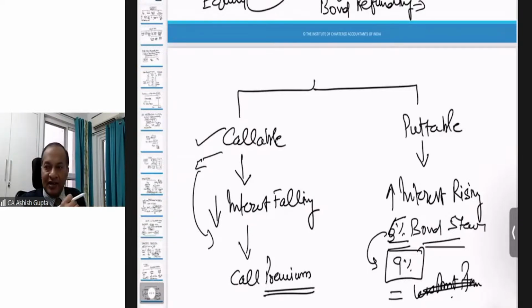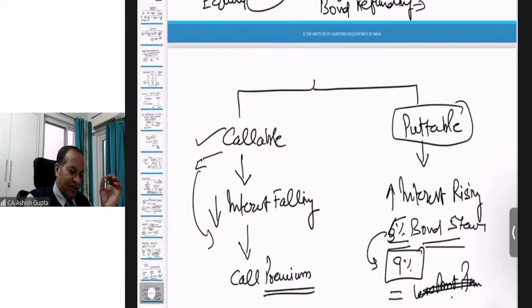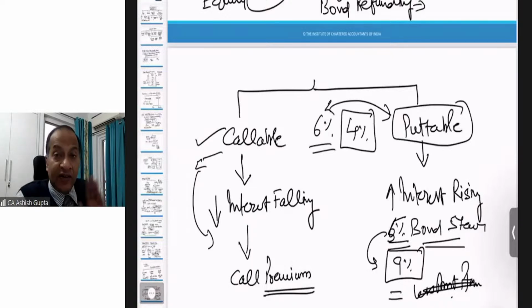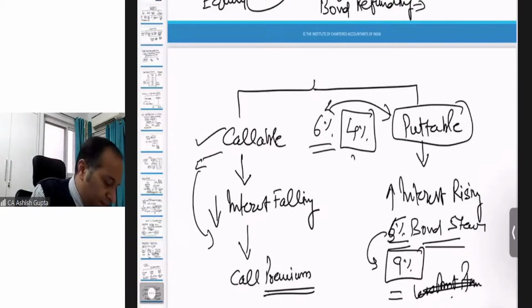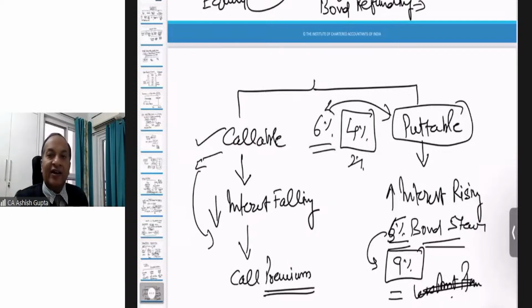And you are asking, sir, why a financial institute issues callable or putable bonds? There is no reason. Now see, when the company issues putable bonds, normally, say, if today's rate of interest is 6%, the company issuing the putable bonds will not issue at 6%. They will say we shall issue at 4%.